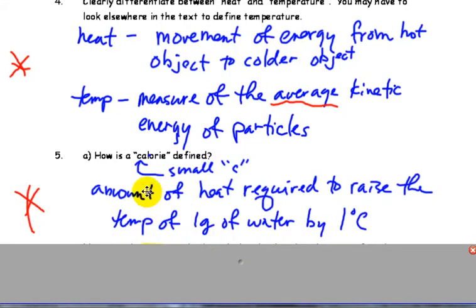Calorie, notice it's a small c calorie, so it's not the same calorie that's on the back of a bag of chips. This is what I refer to as a scientific calorie. It has a small c, and it's defined as the amount of heat required to raise the temperature of 1 gram of water by 1 degree C.